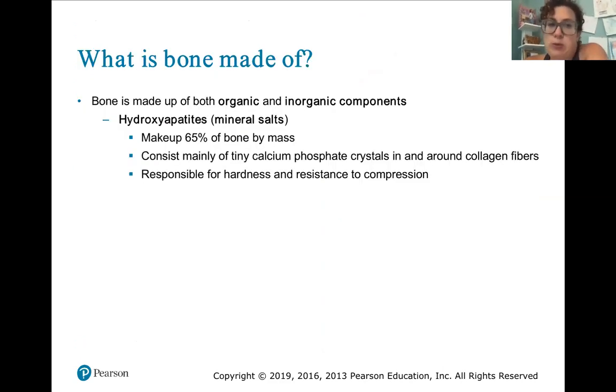And what makes up bone? Bone is made from something called hydroxyapatites, and these are mainly made of calcium and phosphorus and some collagen. They give our bone hardness and resistance to compression. And over 50% of our bone mass is made by these hydroxyapatites.